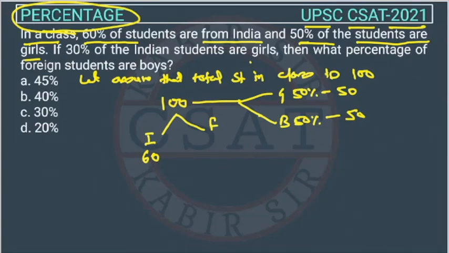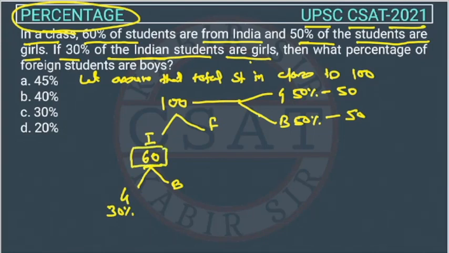Now what is given? If 30% of the Indian students are girls, right? So how many Indian students are there? 60. So out of this there are girls and boys. So how many girls? 30% of the Indian students. So total Indian students are 60. So 30% of 60 will be how much? Okay, so this will be 18, right?